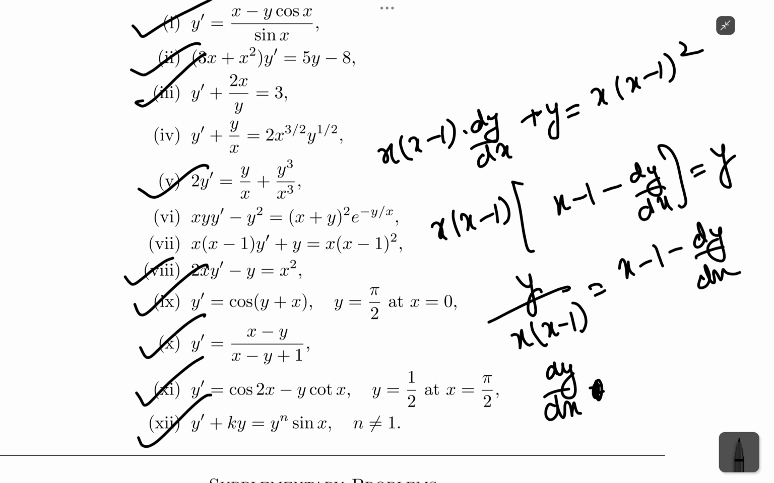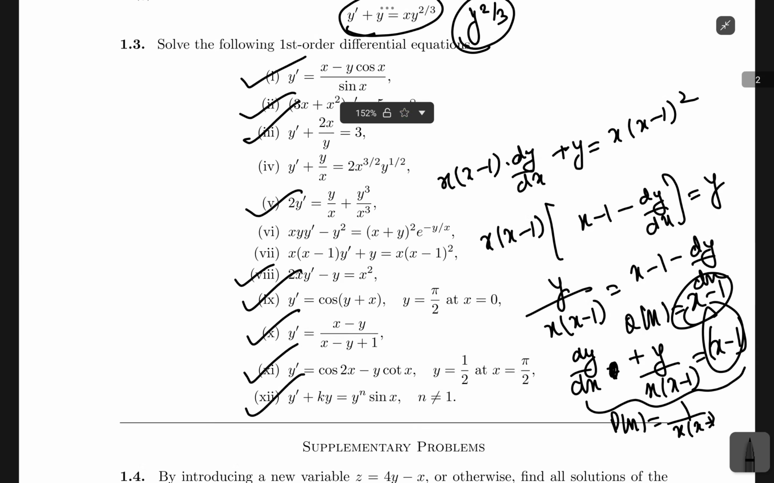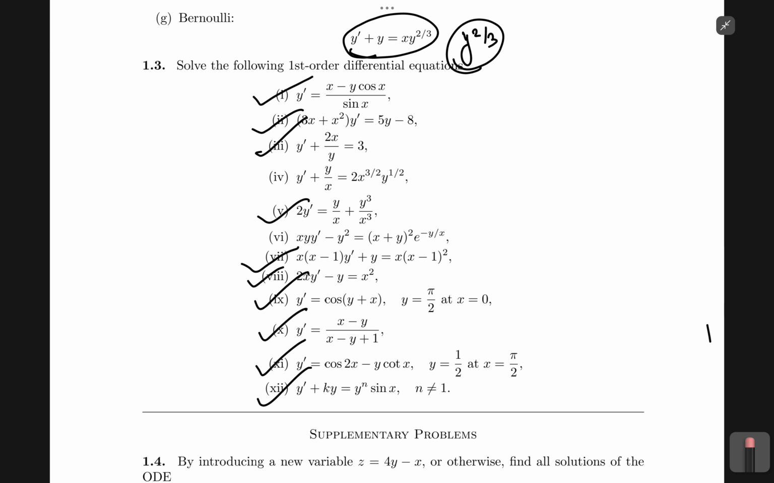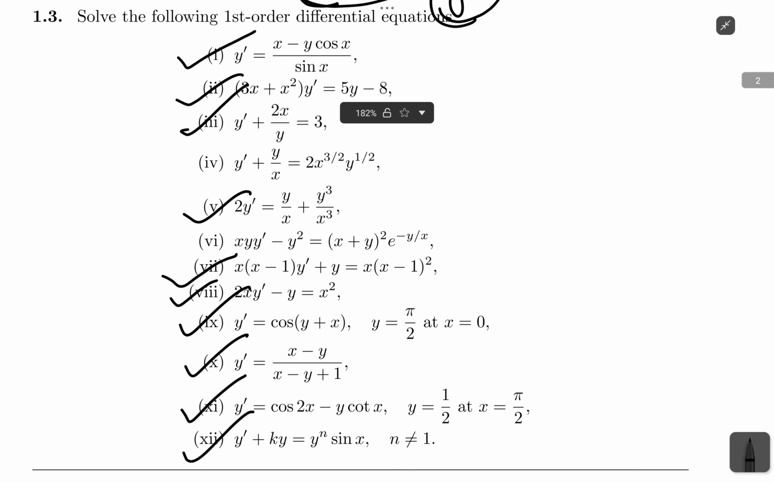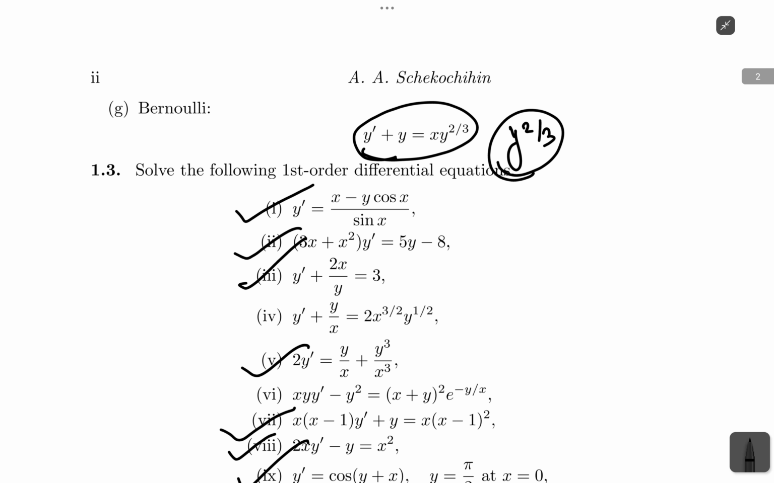Right, so they are just making very absurd linear differential equations, but yeah, you can clearly see that P(x) is 1 by x times (x minus 1) and Q(x) is x minus 1, right? So yeah, very complex way of writing linear differential equations. Obviously, differential equations is all about that, writing them in difficult ways to comprehend.